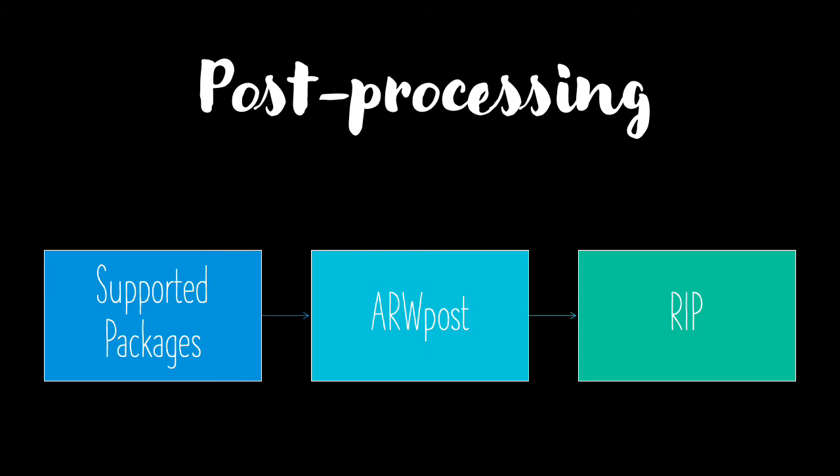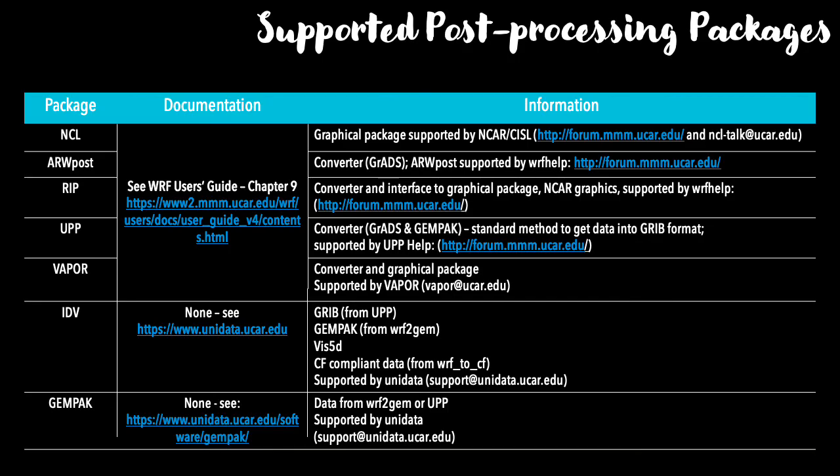That concludes the utilities section. Now let's talk about some post-processing and visualization options. This chart displays the post-processing packages that are maintained and supported at NCAR. The package is listed on the left, followed by documentation and information, such as what it is and where to obtain support. Not all of the packages are supported by our particular WRF support and development group. You'll notice that only NCL, ARWpost, and RIP are supported by our group.